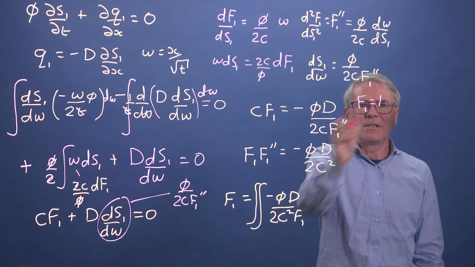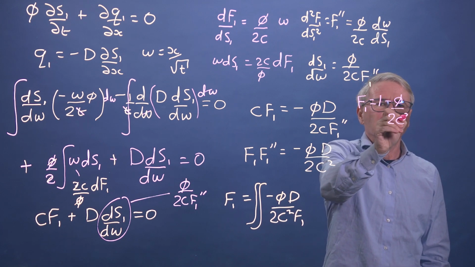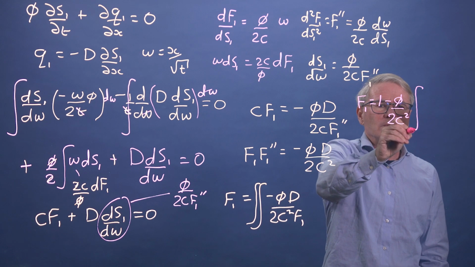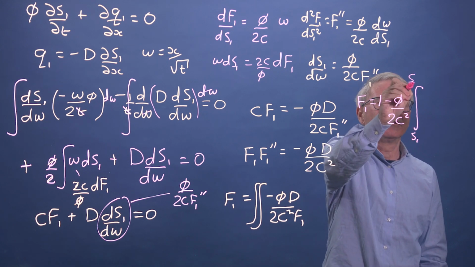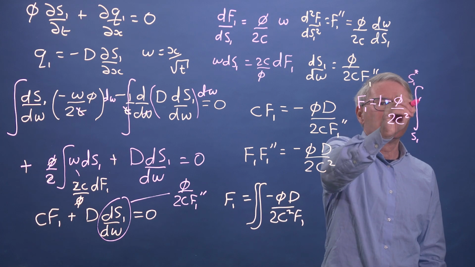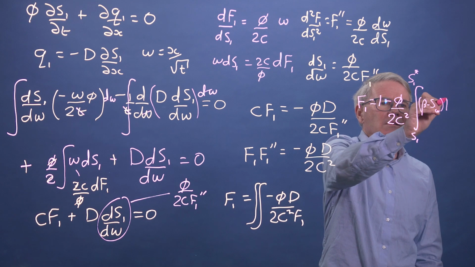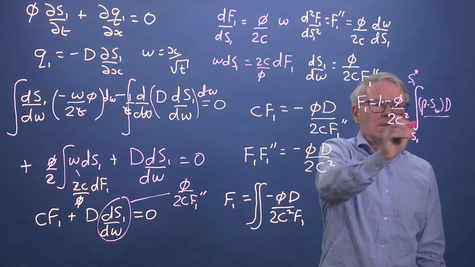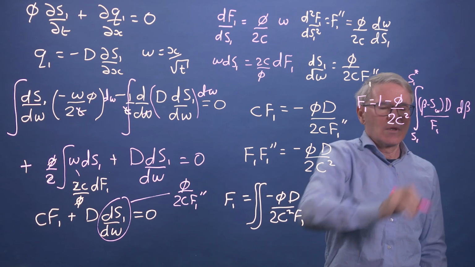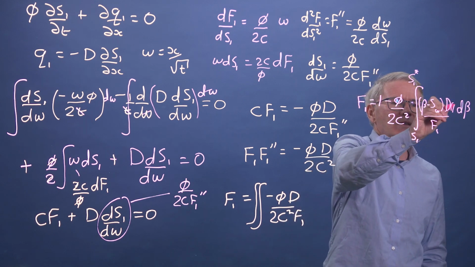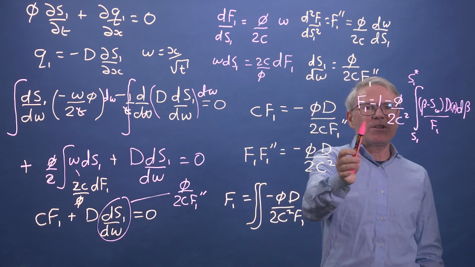Right, and I will... this is S1, so this is D of beta. Okay, so let's just explain the terms.